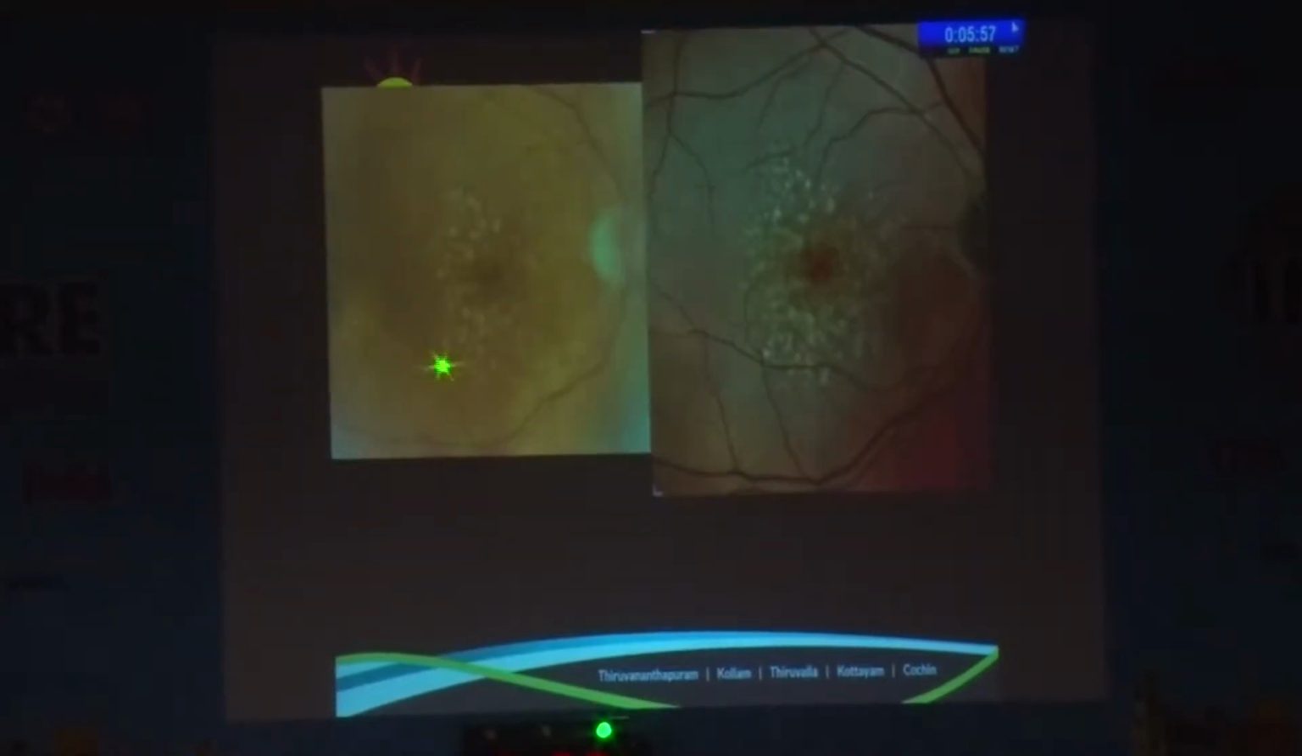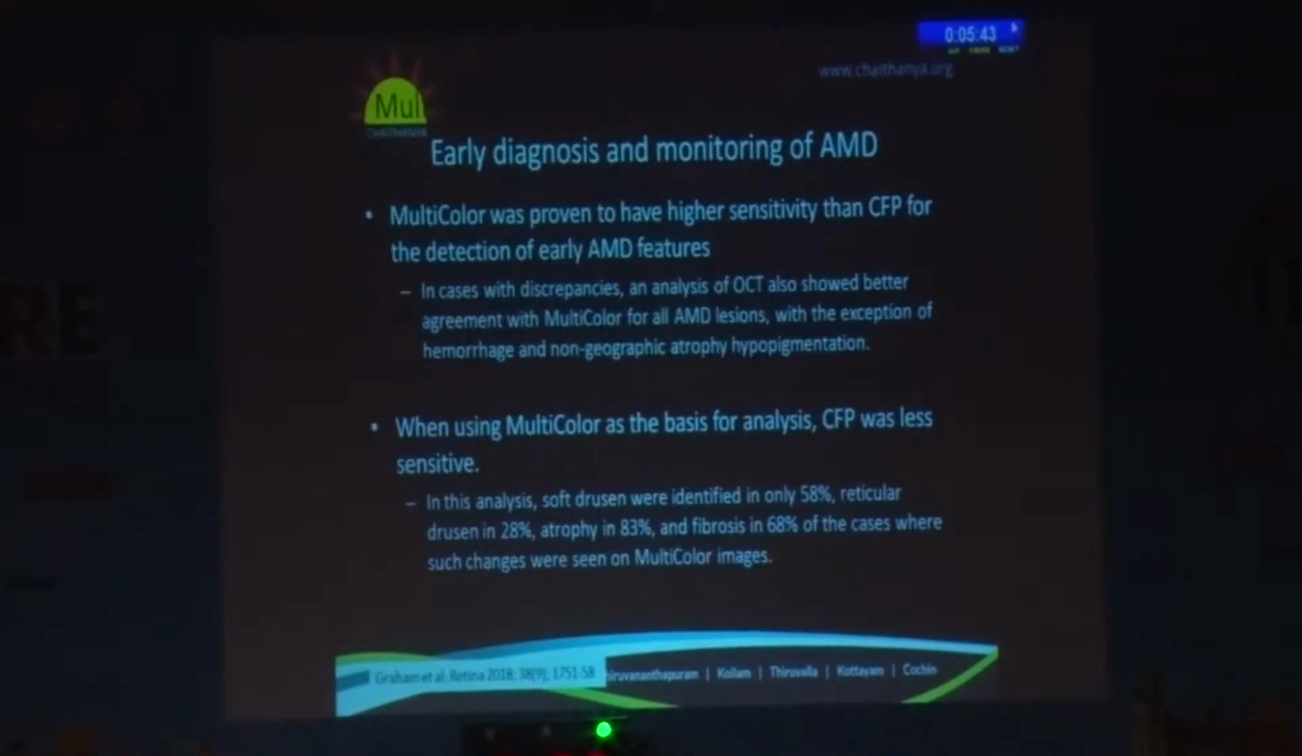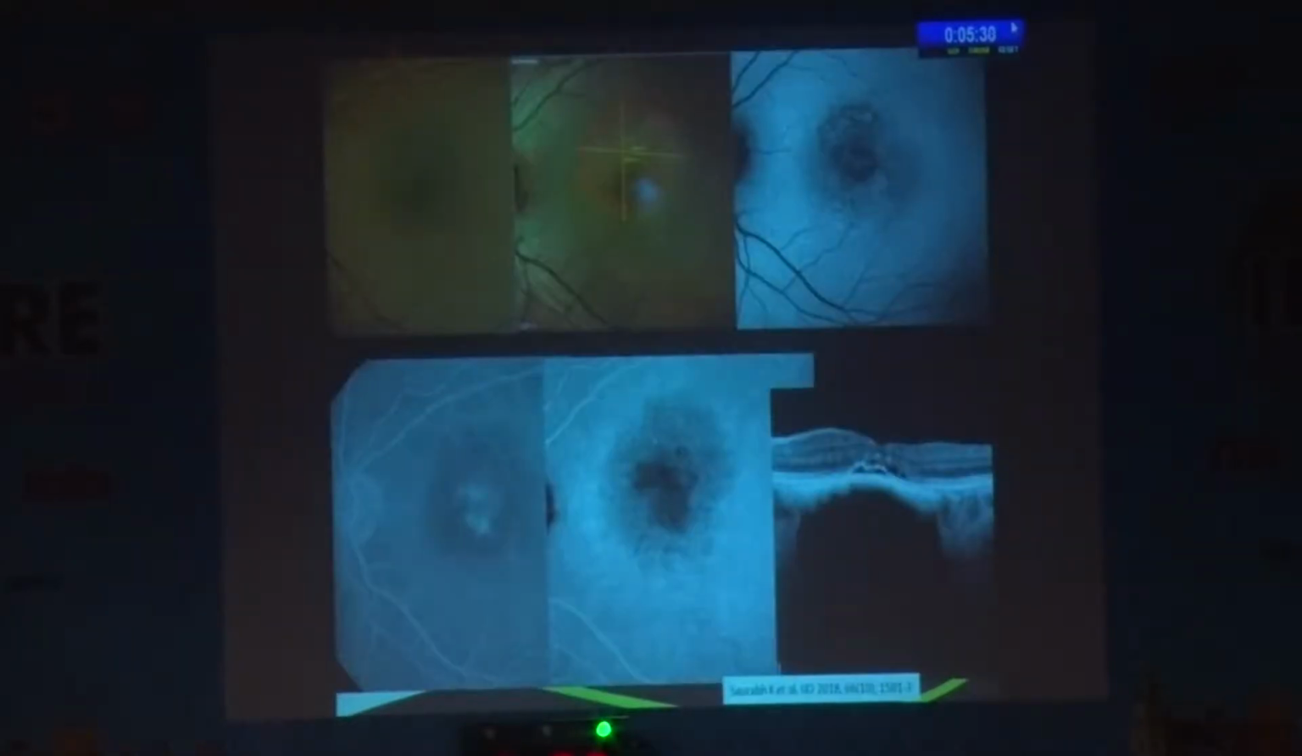Now another example, a patient with drusen. What you see is drusen. But what you see now in the multicolor is, in addition to the typical drusen, you also see this green reflectance, green dots over here. These represent the retinal pseudodrusen, which are often missed on a clinical examination. And studies have shown that multicolor is definitely better to detect soft drusen, reticular drusen, retinal atrophy, and fibrosis, and is better than fundus flash photography.